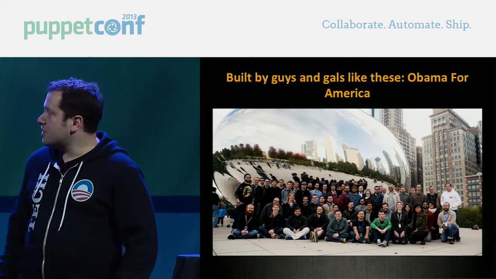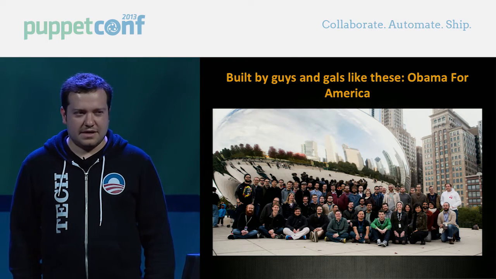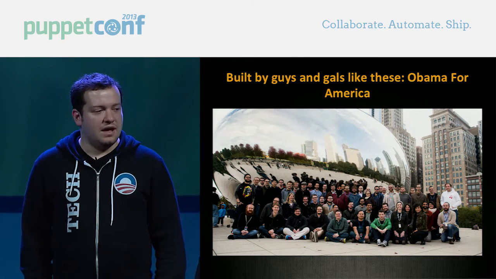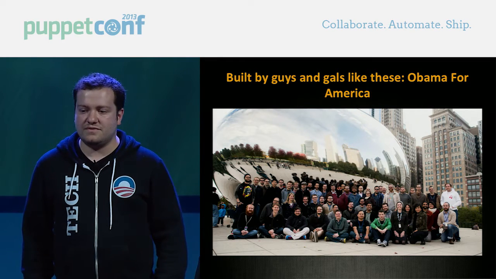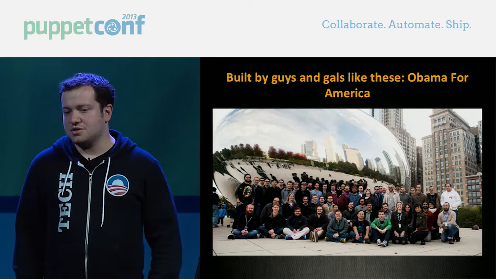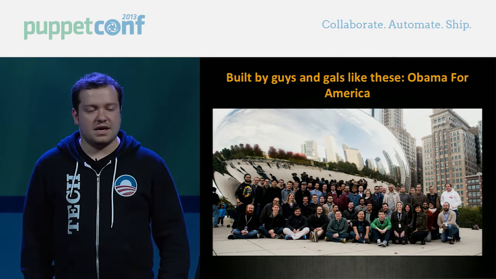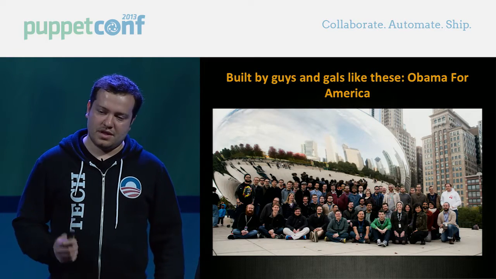So this is a picture of our campaign team. There were about 40 developers and about 5 DevOps people. These folks came from all over the place, different companies here in the San Francisco Bay Area, but also Chicago, really all over the place. And they were some of the best and brightest people I've ever worked with.